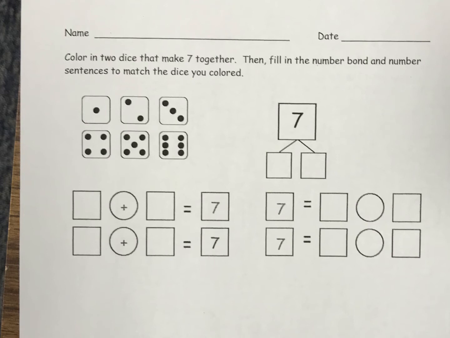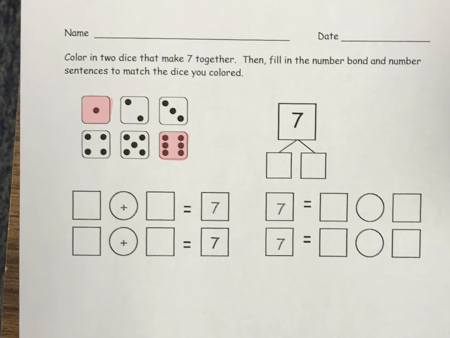It says color in 2 dice that make 7 together. Well, let's look on the front. So do you see a way that we can make it? Okay, so Cameron says 6 and 1. So with your crayon, will you color in the dice that has a 1 and the dice that has a 6? No, I told you to get a crayon out. Were you not listening? Okay.